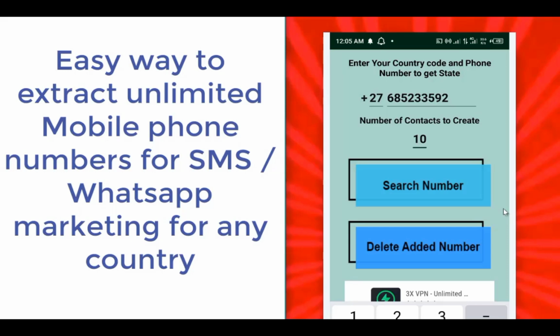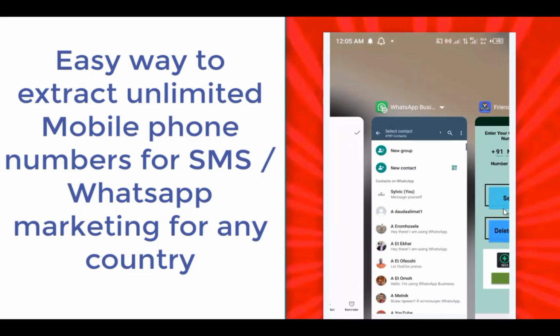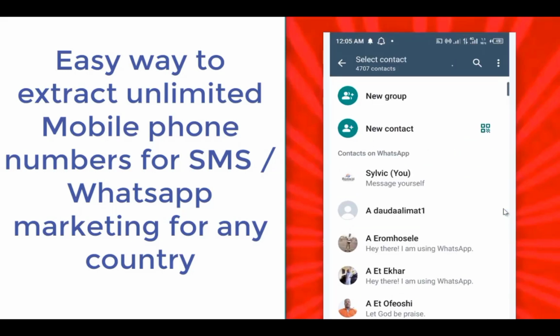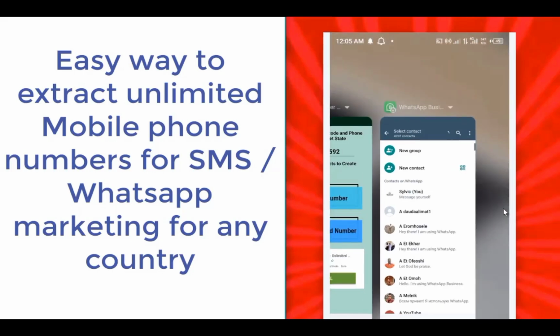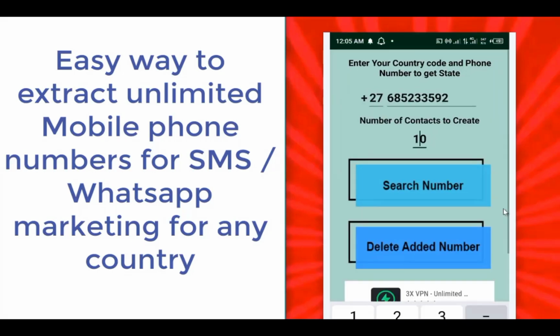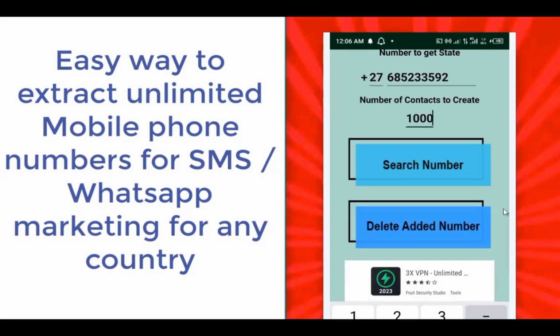But before we go, I want to show you what I already have on my WhatsApp. If you go back to my WhatsApp, you can see I have 4,707. So let's go back to the app again. Now we're going to type 1,000. Another thing, after you have extracted these numbers, you can also delete those numbers from your phone without any challenges. Now let's go ahead and click on search number.